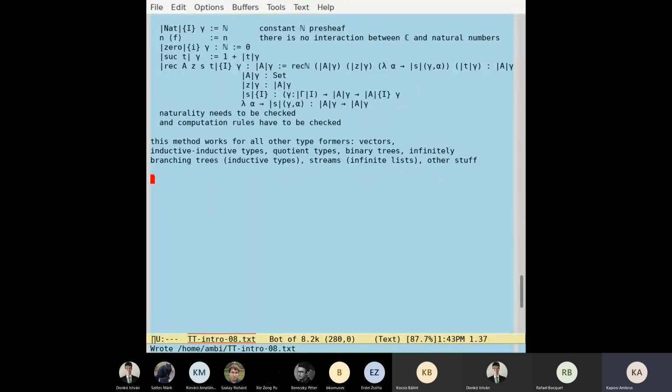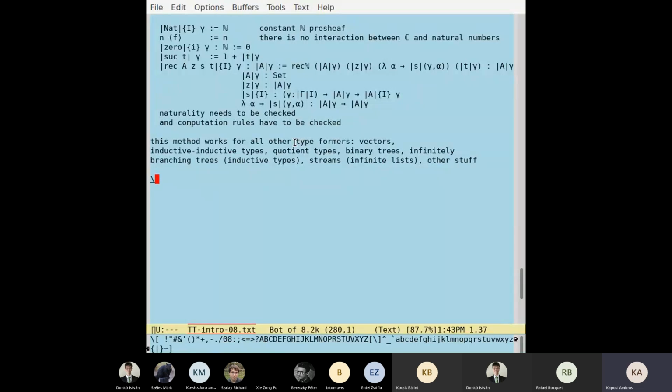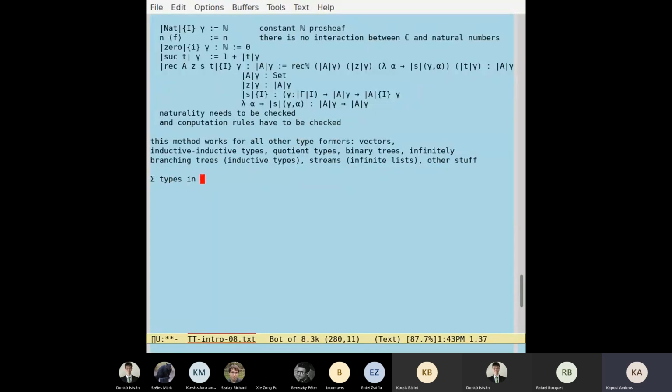Okay, but we haven't. So for every model, one of the first type formers that we defined was always pi types. So we will define pi types soon, but a bit simpler are sigma types. So let's do sigma types first. Sigma types over C are also pointwise.